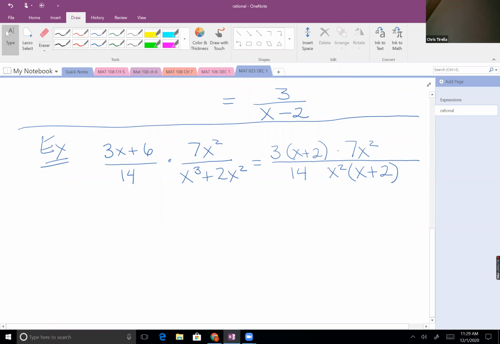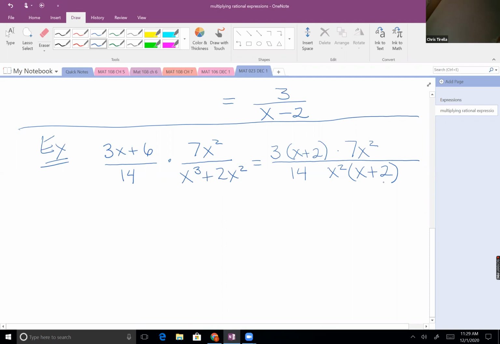Can we go over, or do you want me to wait a minute more? First numerator, did everybody see there's a common factor of 3, leaving me with 3 times x plus 2. 14, I'm going to leave be. 7x squared, I'm going to leave be. And then this x cubed plus 2x squared, they both have x's. The lowest exponent is 2, so I have a common factor of x squared. And when I divide that out, I'm left with x plus 2.